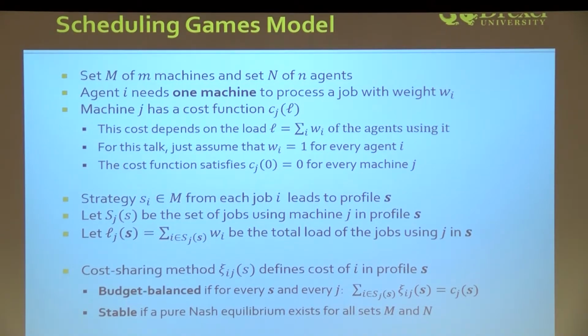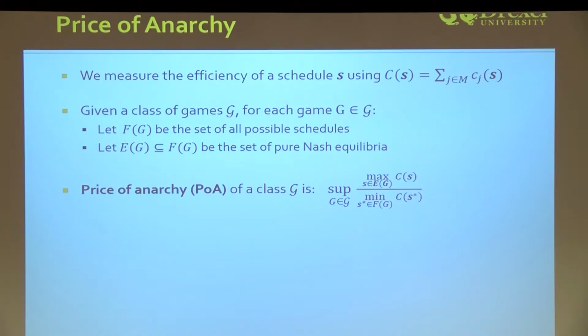And the other thing which we're not going to be relaxing is pure Nash equilibrium existence. So we want cost-sharing functions that guarantee that there always exists this pure Nash equilibrium, which we call stable. One more slide with theoretical definitions. So we measure the efficiency of a schedule S using the cost, the sum of the costs across all the machines. And this is what we're trying to minimize. These are all kind of natural definitions here.